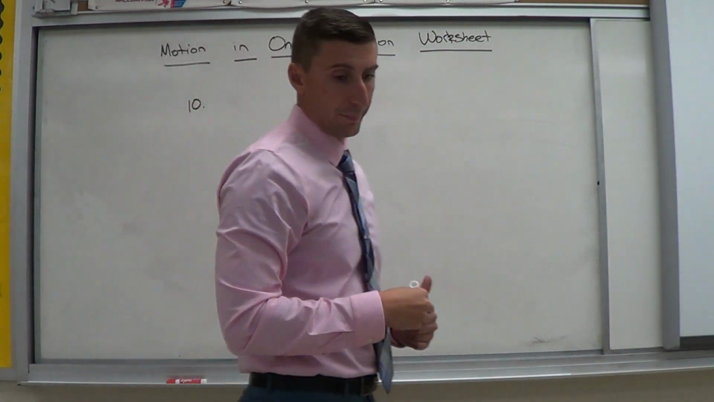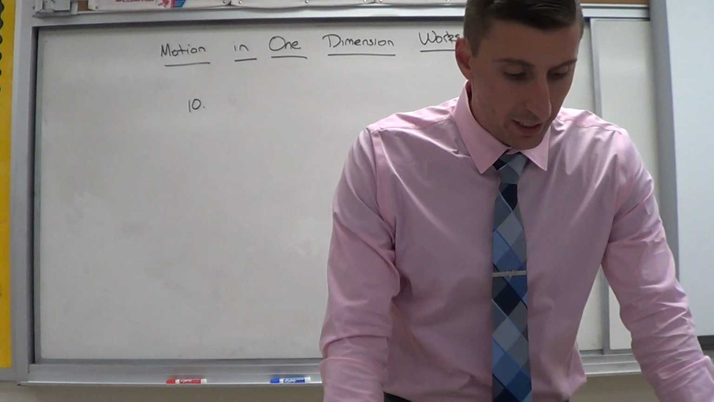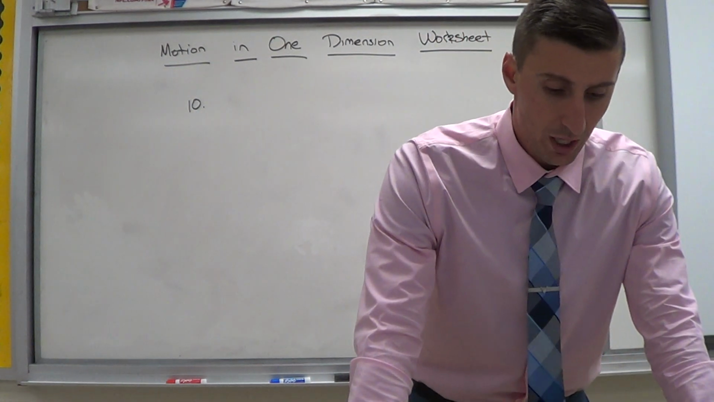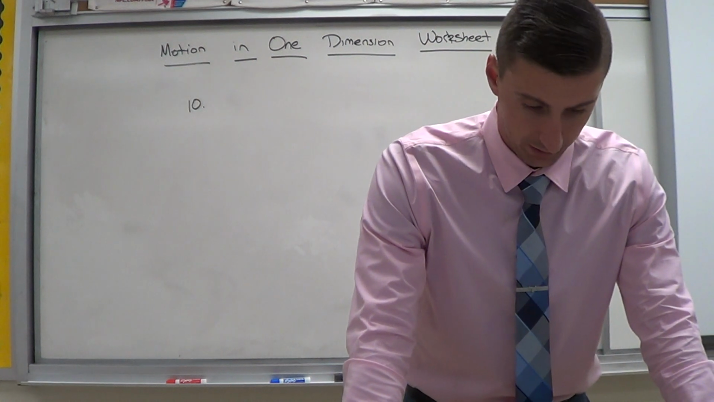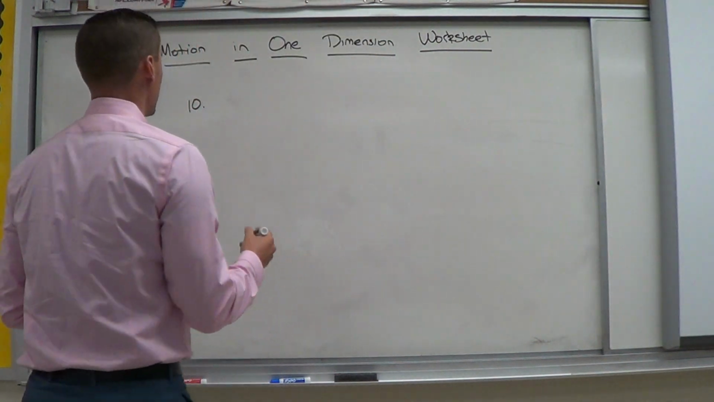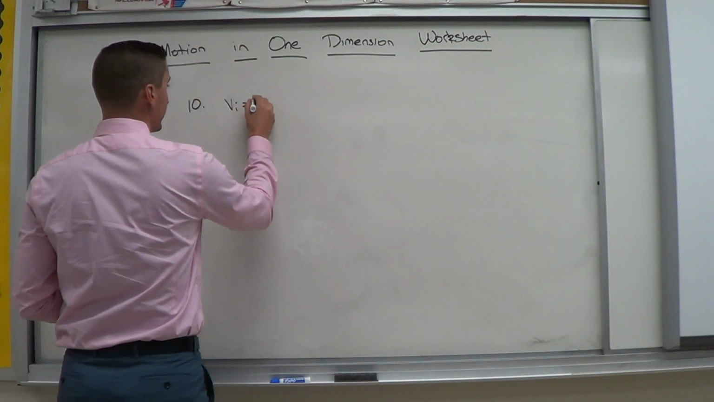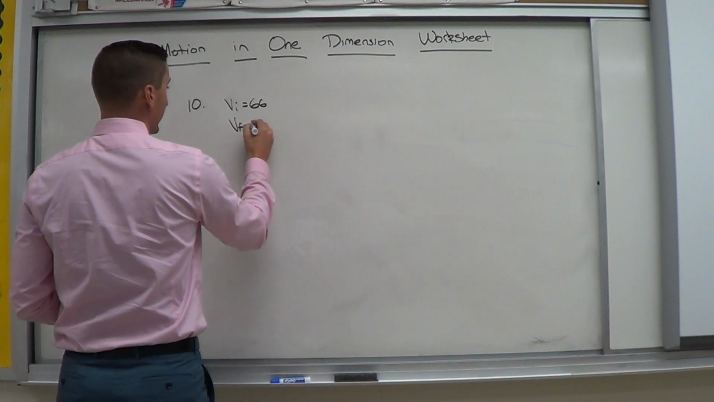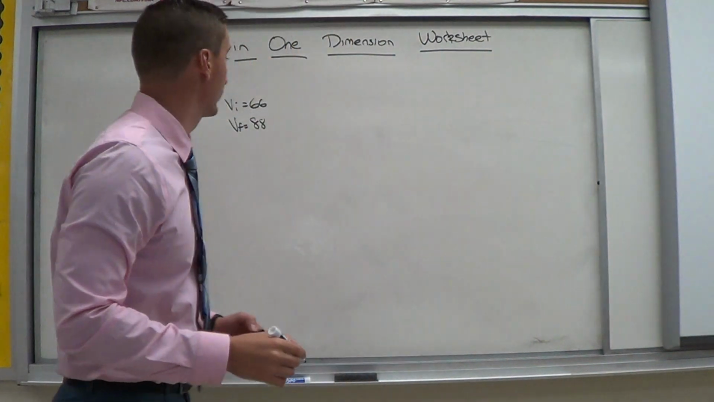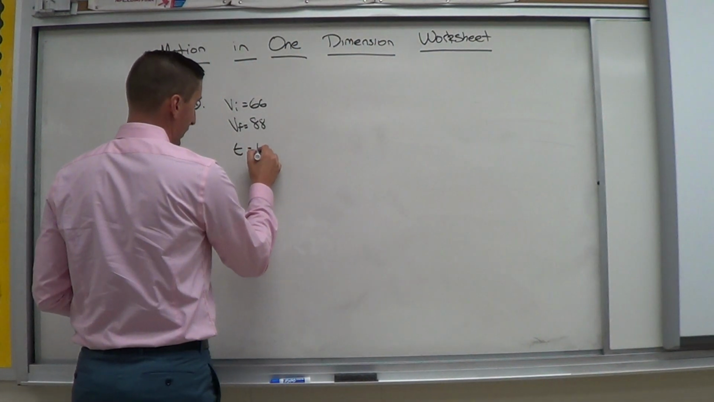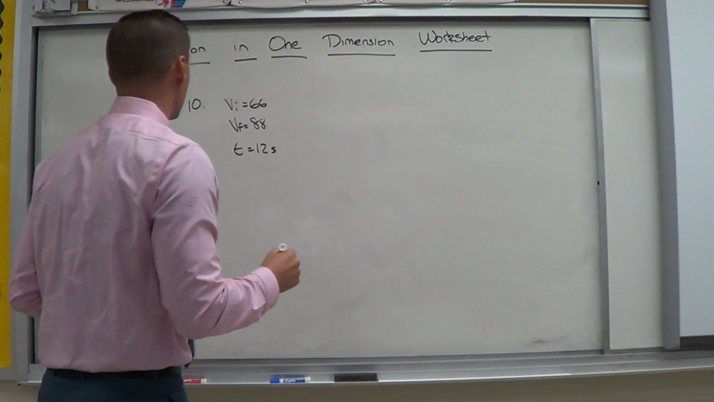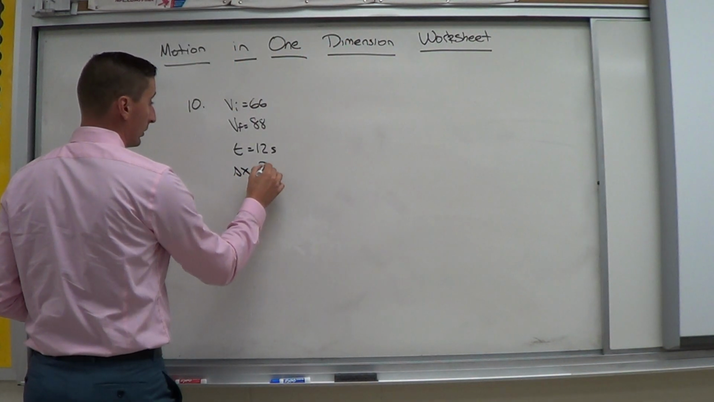Number 10. Determine the displacement of a plane that experiences uniform acceleration from 66 meters per second to 88 meters per second in 12 seconds. So it gives us from 66 to 88. So I know my VI is 66, my VF is 88. It says in 12 seconds, so it gives me time. Displacement, I'm looking for delta x. How far does the plane travel?